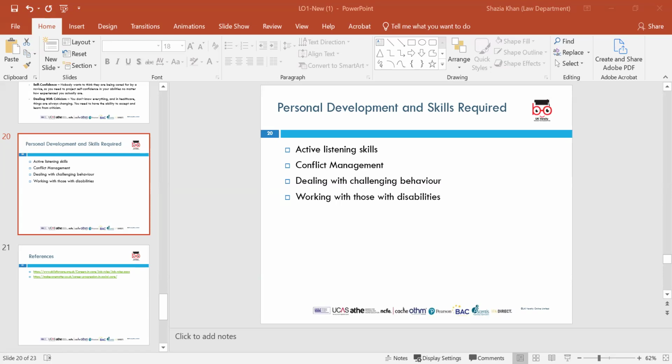So personal development and skills required. Why is active listening so important? So that you can learn from people who are telling you things, and so that you can listen to your patients and find out what they need from you. Active listening doesn't only involve hearing words, but also receiving them, like you said, interpreting and responding. An active listener plays a big role to a person speaking to them.